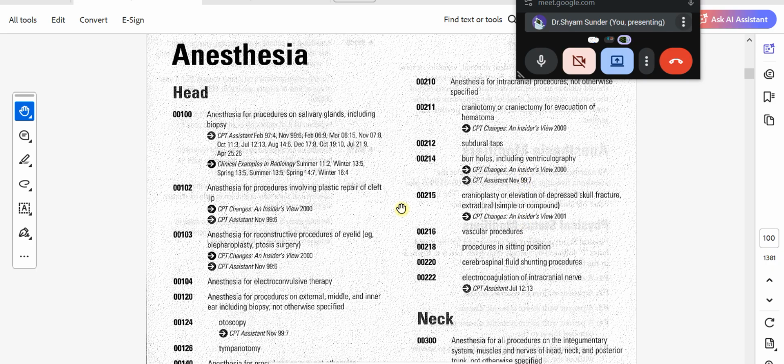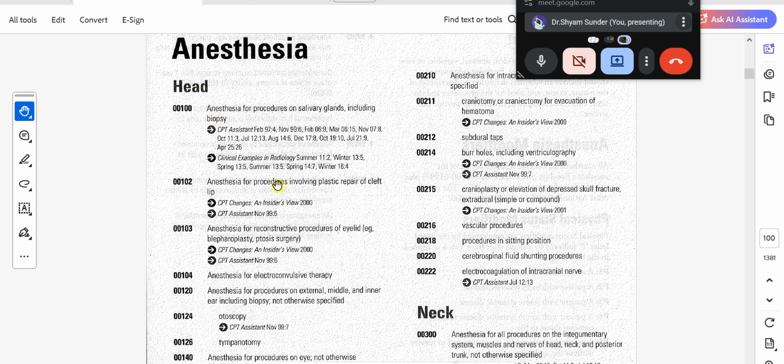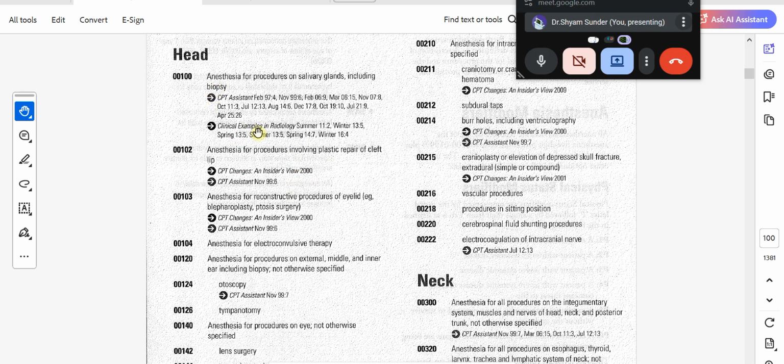Now, the first site, head. The surgery is done in the head region. That's the meaning. But the anesthesia could be general anesthesia, it could be regional anesthesia, whatever. Anesthesia coding is not that difficult if you understand this arrangement. These are all procedure names. Please remember, these are the surgical site and the procedure names.